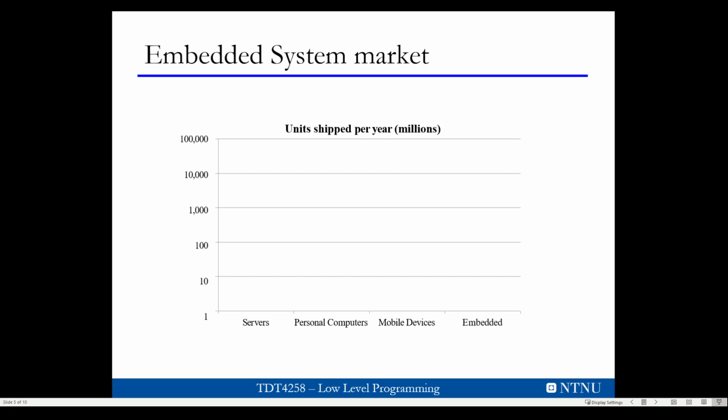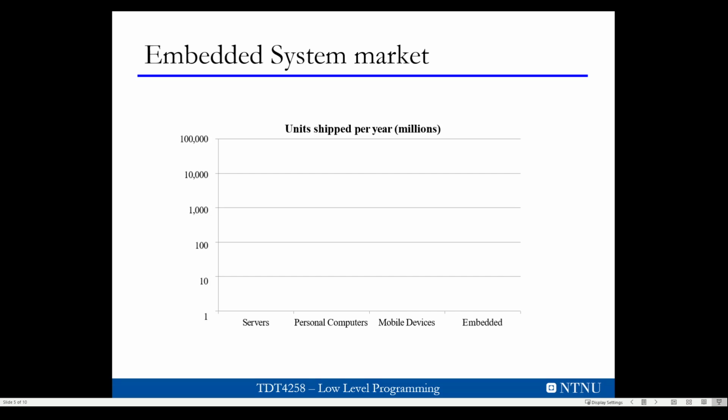Okay, so now we know what embedded systems are. Now let's see among different types of computing systems, which ones ship the most number of units every year. So we have servers, personal computers, mobile devices, and embedded systems. Now, before you go ahead, pause the video for a moment and just think about it. Which one do you expect to be shipped the most every year?